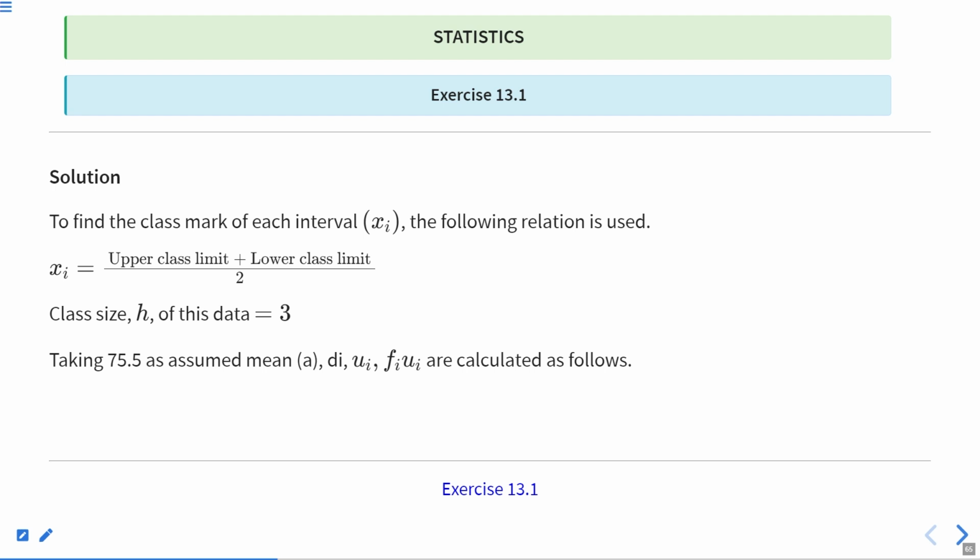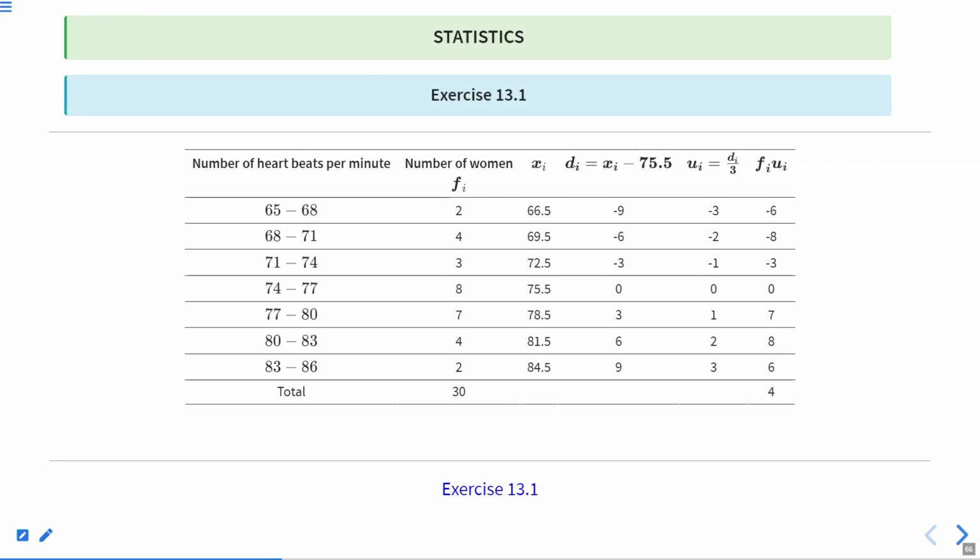And di, ui and fi ui are calculated as follows. Here the number of heartbeats per minute in class 65 to 68: the number of women is 2, xi is 66.5, di is -9, ui is -3, and fi ui is -6. So you can calculate all these values, and if you take the summations, summation fi is 30, and summation fi ui is equal to 4.